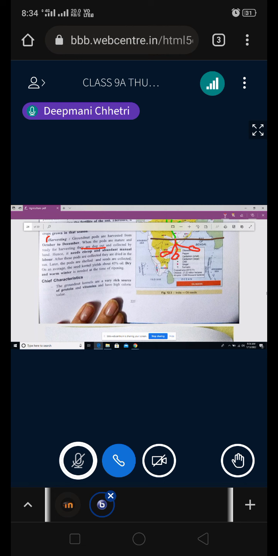Yes or no? So this is also there, right? So that is about the harvesting. Now, hence it needs cheap and abundant manual labor. Now, what do you mean by this? It requires a large number of laborers. Why does it require a large number of laborers?